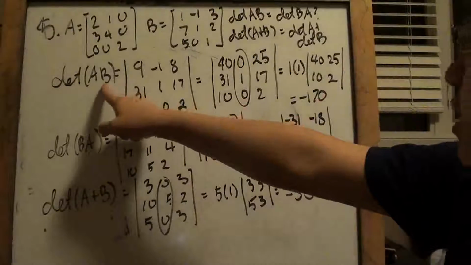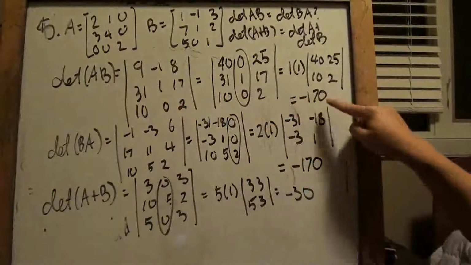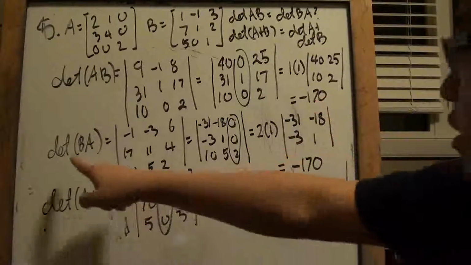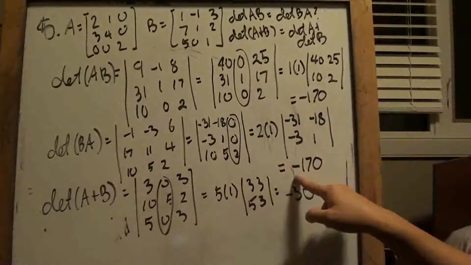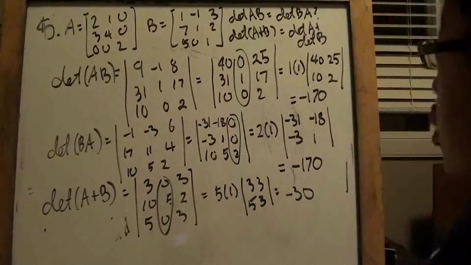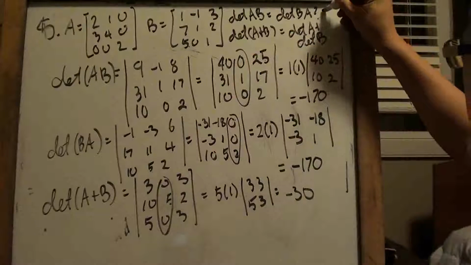But nonetheless, this is what I have. So the determinant of AB, I get -170. If I do det BA, I also get -170. So therefore, these two will be equal.